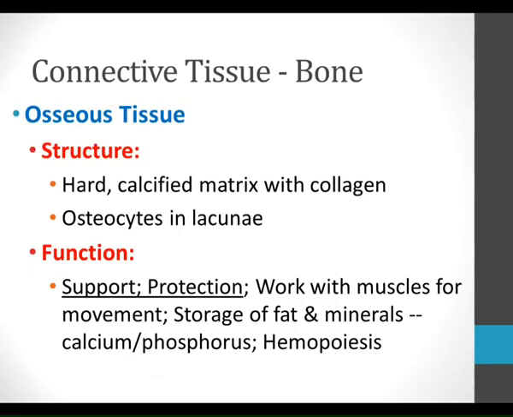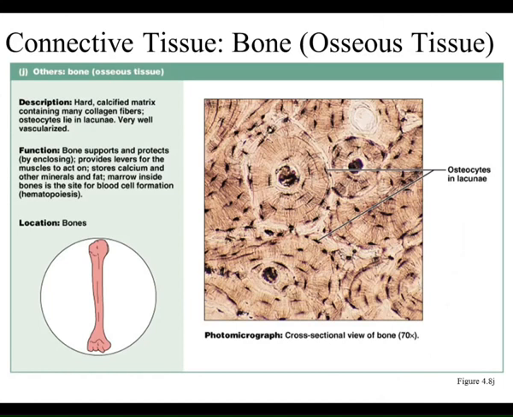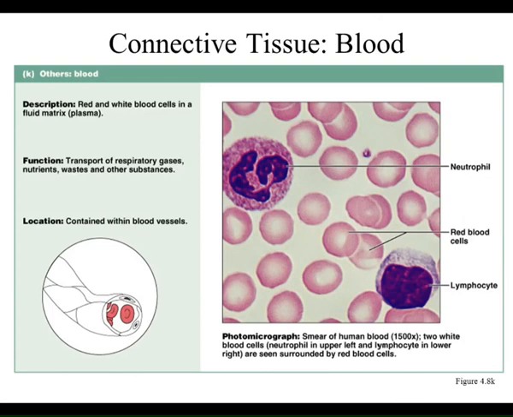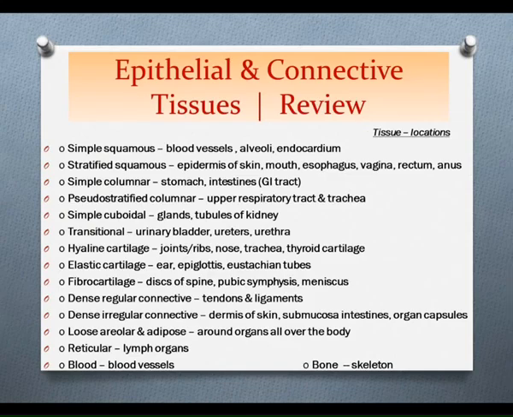Real quick on bone. Where is bone found? In the bones. There you go. It looks like the rim of a tree. Can't miss that. No other tissue looks like it. Blood contains red cells. White cells are the bigger ones. Platelets are the little fragments. The matrix is what? Plasma, water. Again, blood looks like no other tissue. Easy to notice. And there's your review. Know that slide really well and you should be fine.